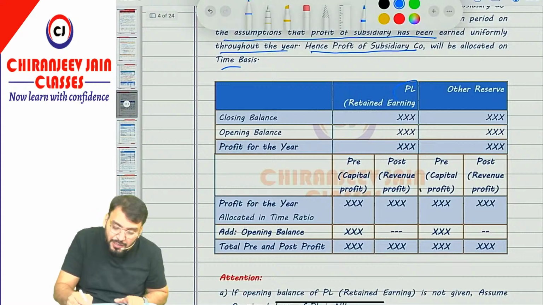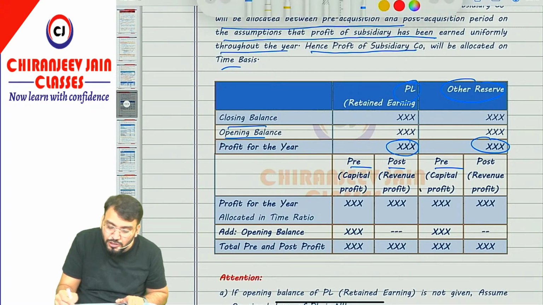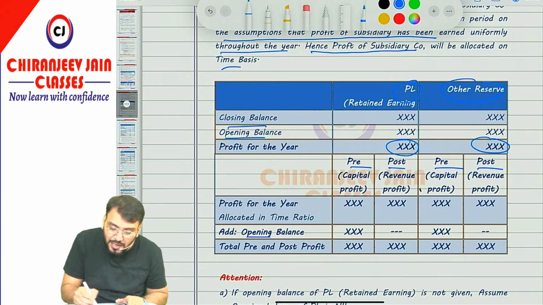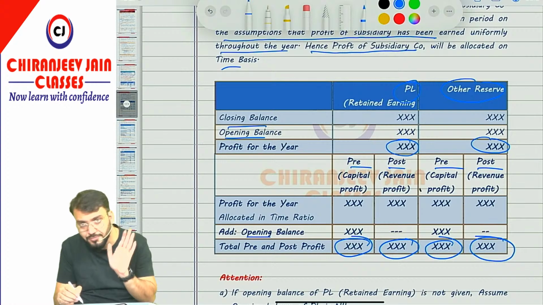So you can see one format I have given: PL, other reserve, closing balance, opening balance. This will be the profit for the year. It will be allocated pre-post. The reserve will also be allocated pre-post, and then we add the opening balance. So this becomes total pre, this becomes total post, this becomes total pre-reserve, this becomes total post-reserve.